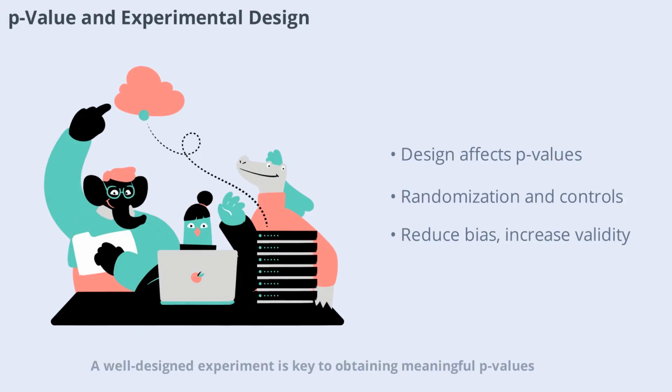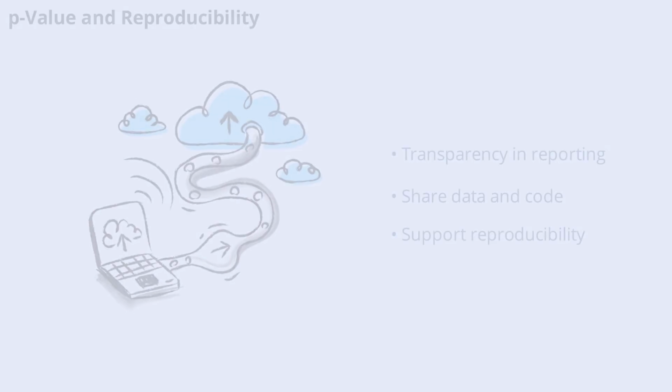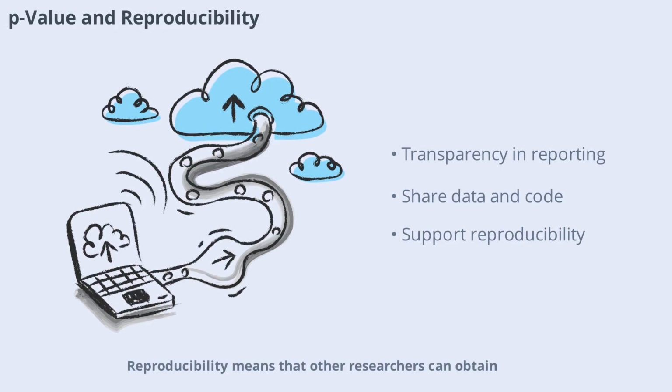A well-designed experiment is key to obtaining meaningful p-values. Factors like randomization, control groups, and blinding help ensure that p-values reflect true effects rather than biases or confounding variables. Good experimental design strengthens the validity of your statistical conclusions. Reproducibility means that other researchers can obtain similar results using the same data and methods.